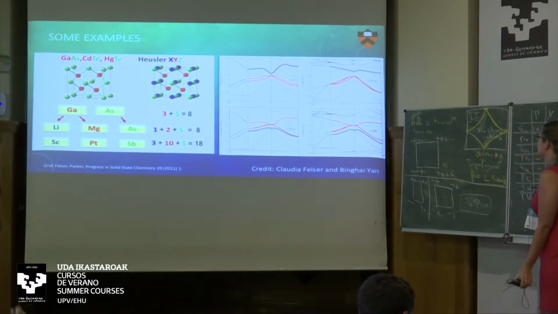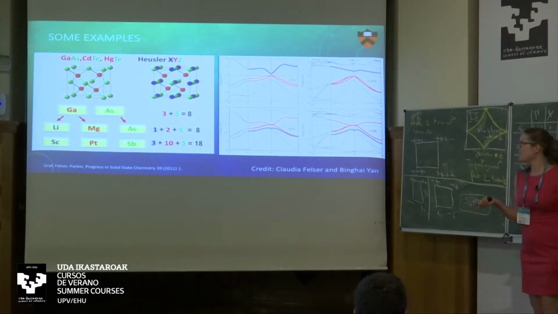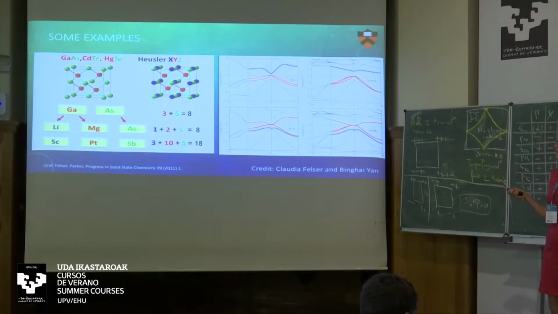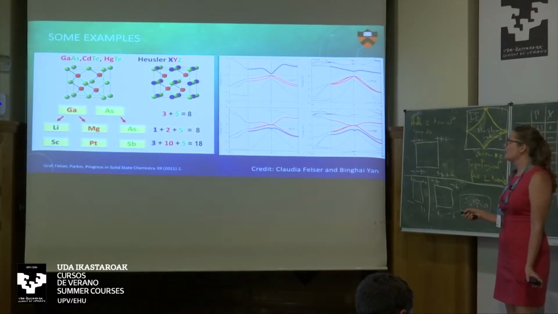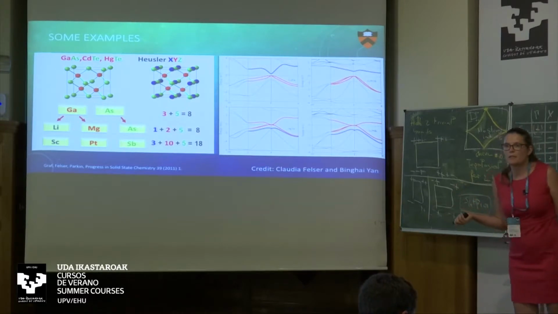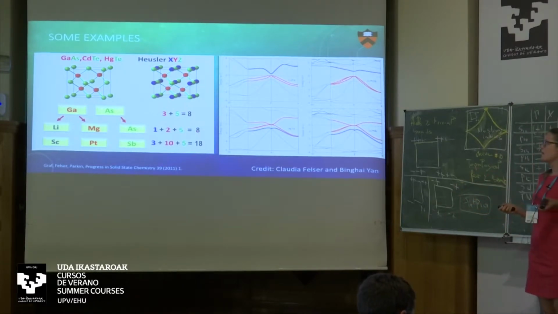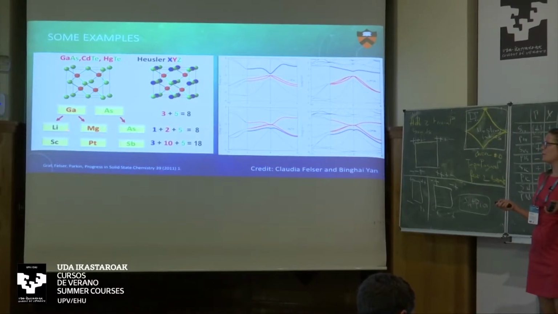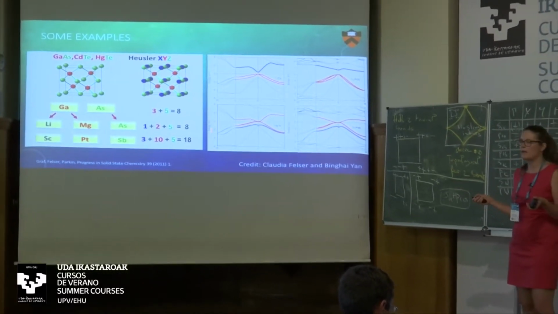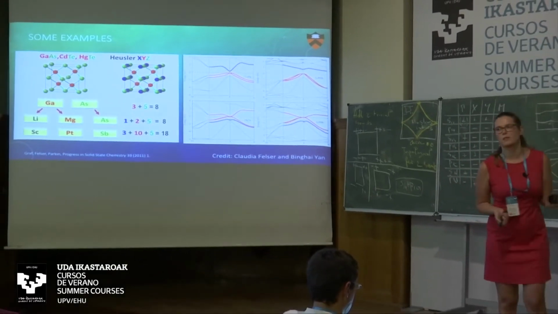This is a slide I stole from Claudia, who loves Heusler compounds, these ternary materials. There you can use the same kind of electron counting and figure out when they're insulators or at least semiconductors, when their electron count matches up. Gallium arsenide is a known semiconductor. Everybody knows it. It has 8 electrons. But you can also substitute gallium with lithium and magnesium. So this has 1 and 2, you add up to 8 again, and you again have a semiconductor.